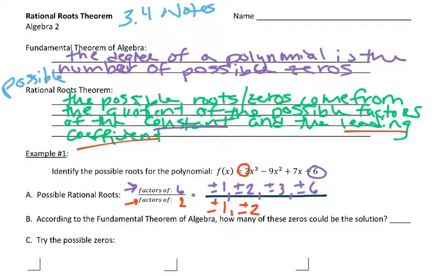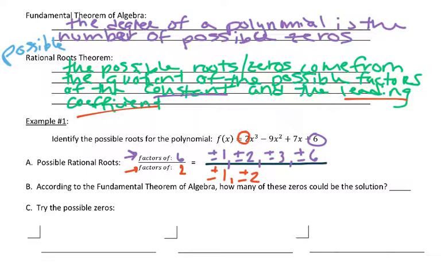According to the fundamental theorem of algebra, how many of these zeros could be solutions? And that is 3 of them. Again, the fundamental theorem of algebra has to do with the power, or the degree.